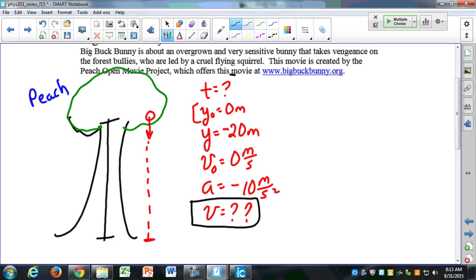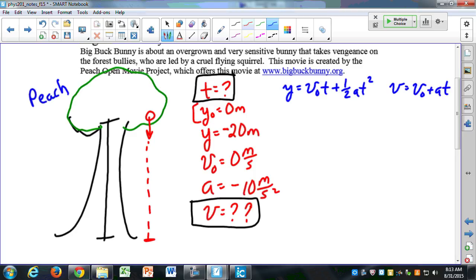And in the course of that, I also need to find out what is the time. So I can write my equations. y equals v naught t plus 1/2 at squared, and then v equals v naught plus at. Notice in this second equation, I have two unknowns. I have the final velocity and the time. Both of those are unknowns.